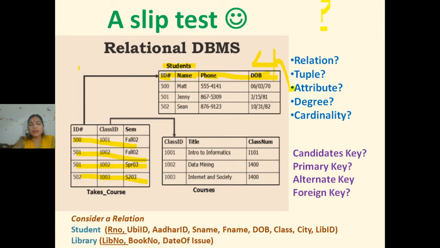I am able to recognize, and I hope that you are also recognizing, that Roll number, UBI ID and Aadhaar ID in the student table are the candidate keys. I have already explained and I hope there is no doubt in the concept of keys as well as in the concept of cardinality, degree, attribute, tuple or relation. So we come to the next slide here.